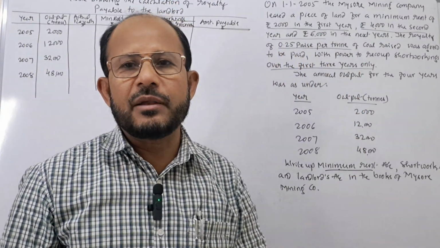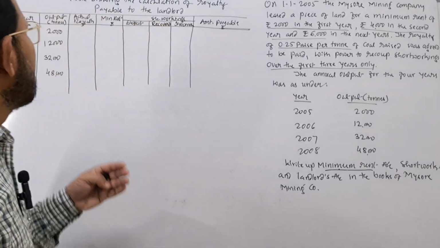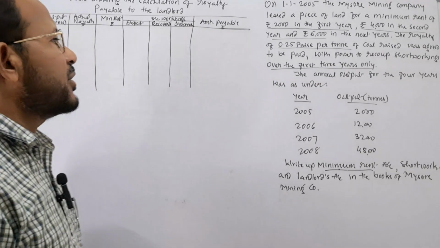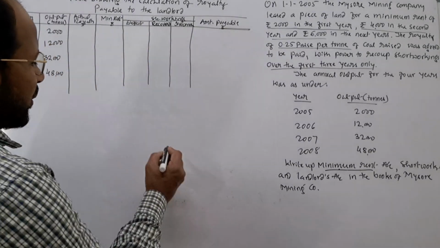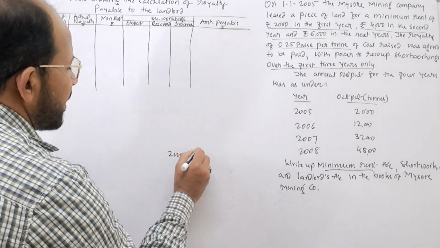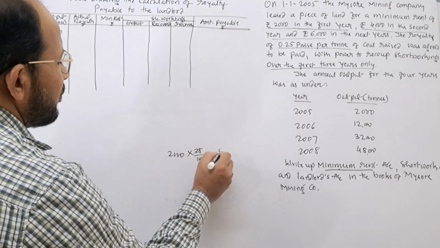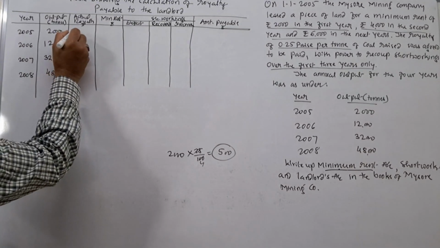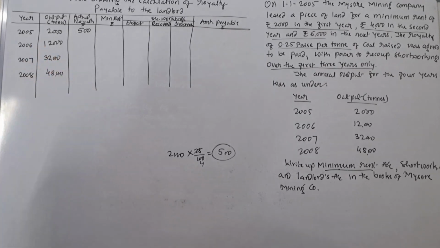25 paise per ton means 1/4 of the total units extracted. That is why 25 paise in the sense, how to calculate this one? You see 2000 is there. 25 paise means 25 by 100. Therefore, it comes to how much? 500. Therefore, 500 is nothing but the royalty for the first year. 1/4 of this output we have to calculate.